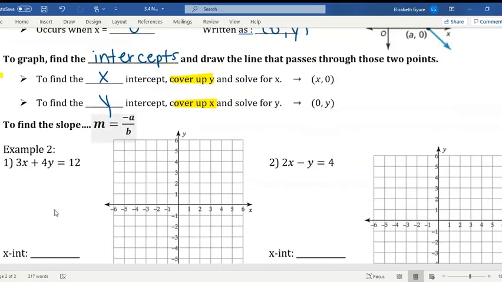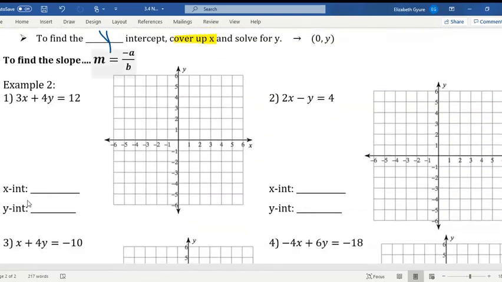Do you guys remember back in the day when you did y equals mx plus b, and you had something called a slope? You can also find the slope of these lines by doing m equals the opposite of a over b. A is the value that's attached to x, b is the value that's attached to y. I'll show you how to do that for each of them too.